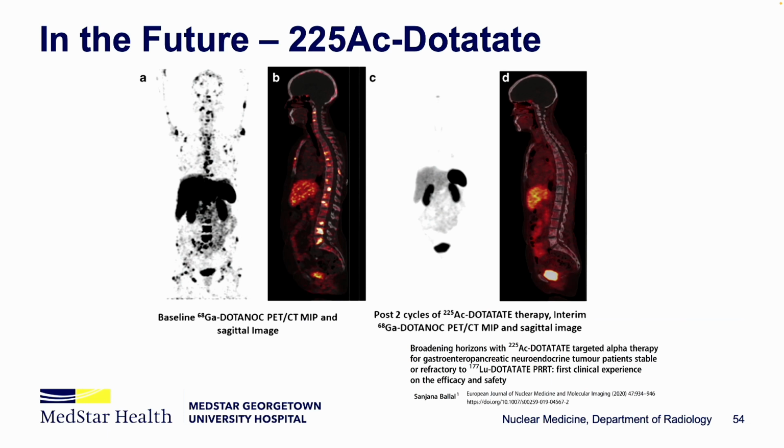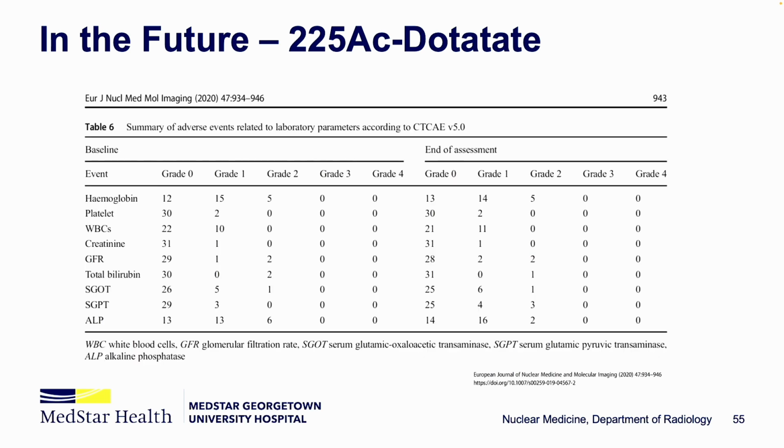And there are a number of clinical trials that are looking into that. This was one example from this group here. You can see this patient had a PET study at baseline, and this is after treatment with actinium-225, the alpha emitter. Of course, that's the best example, but it's a promising treatment.